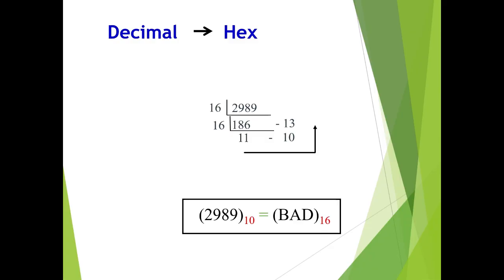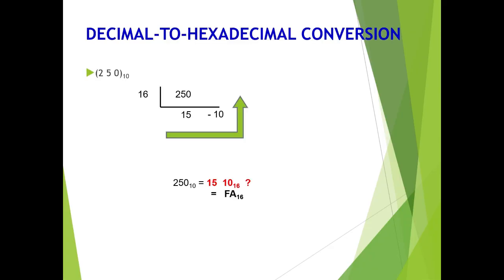Another example, 250. 250 means just divide by 16. So you will be getting quotient as 15 and the remainder as 10. So 15 is F, 10 is A. So you have to write it as FA to the base 16.